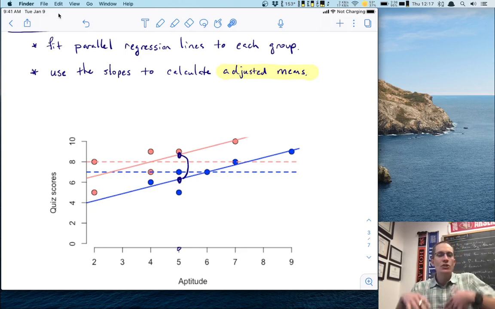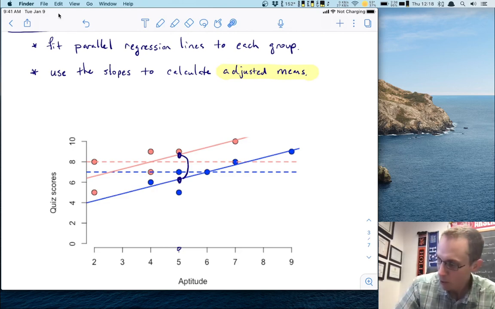So that's intuitively what procedure we're about to describe. We're essentially putting aptitude into the model as well as the name of the group. And this is what's called an analysis of covariance.